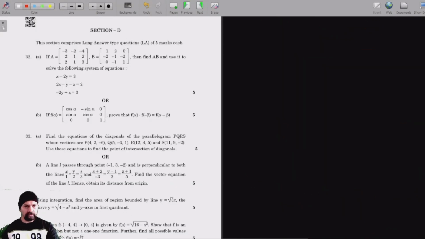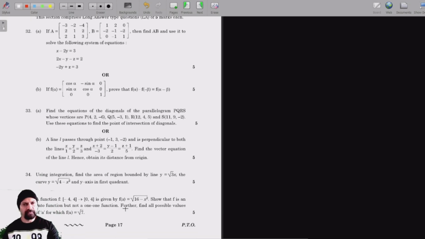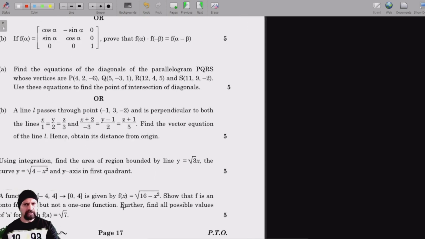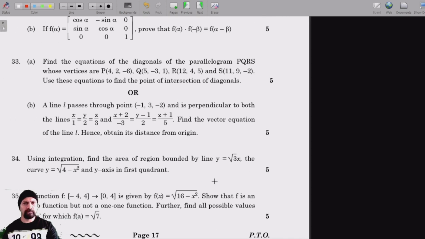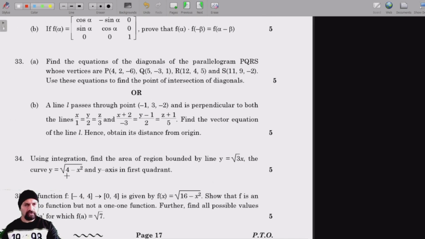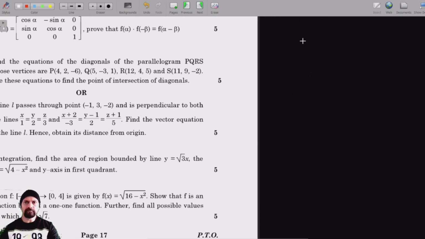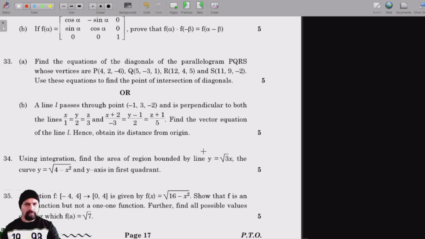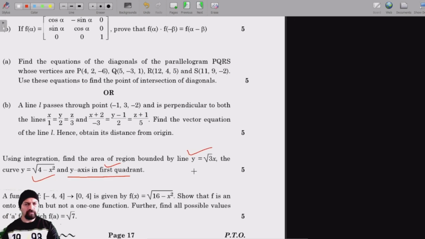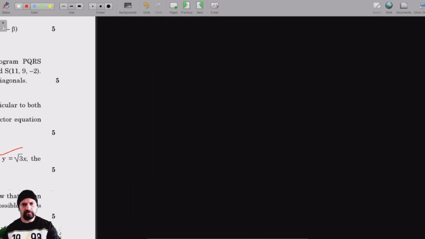For question number 34, using integration, we have to find the area of the region bounded by the line y is equal to root 3x and y is equal to under root 4 minus x squared, bounded by the line and the curve and the y-axis in the first quadrant, so that means we have to stick to the first quadrant. Let's get our plane first.